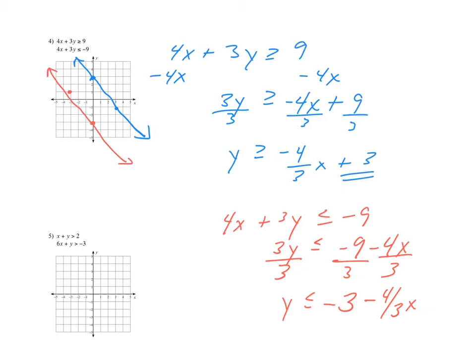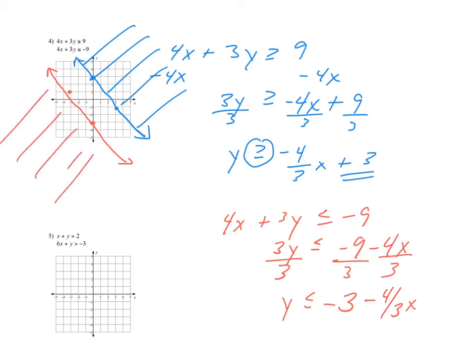So the blue line, we would have shaded above since it's greater than. The red line is less than, so I shade below. Do these two lines overlap? No, they do not. So there is no solution because the two colors do not overlap.